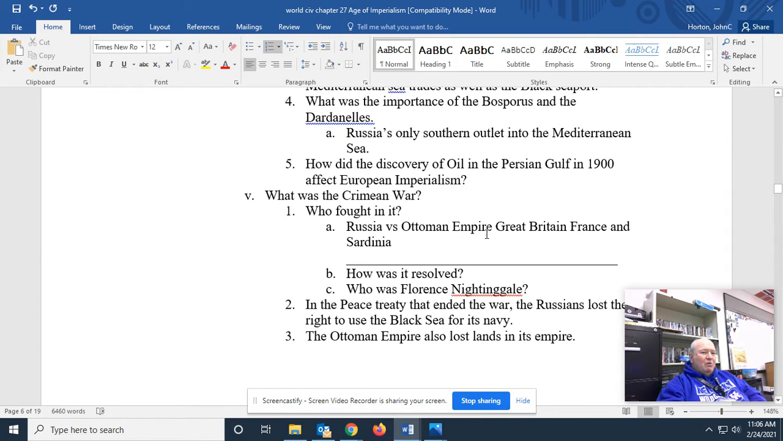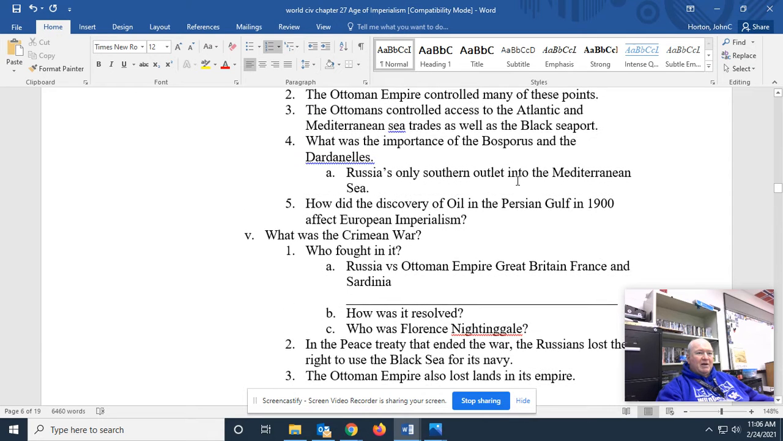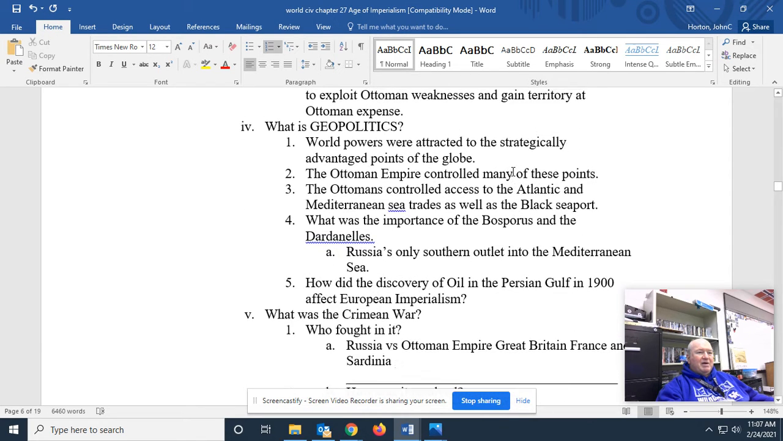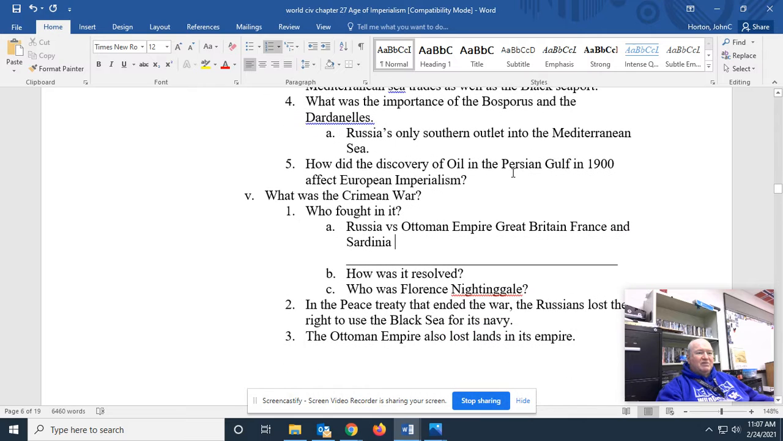Here's the thing, though. You say, well, why did that happen? You can understand why Russia and the Ottoman Empire went to war. Russia wanted Ottoman territory. Basically, that was it. So why did Britain, France, and Sardinia jump in? Because once again, you go back up here. The Ottoman Empire existed to serve the balance of power.